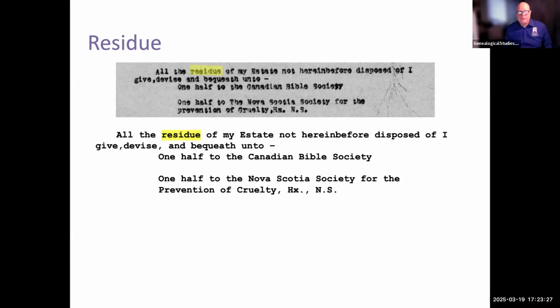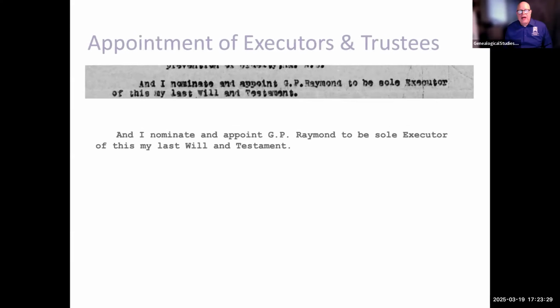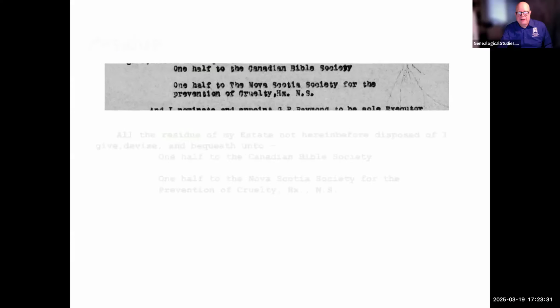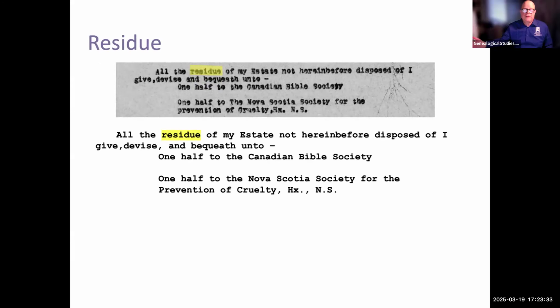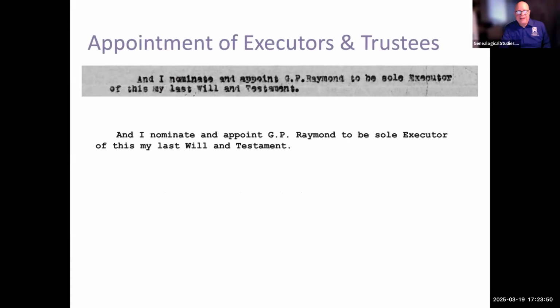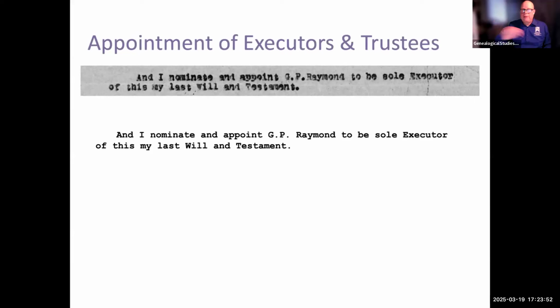And Annaline said, well, if you have residue, half's going to go to the Canadian Bible Society, and half to the Nova Scotia Society for the Prevention of Cruelty. I'm assuming that means cruelty to animals, and of course, that should not come as a surprise to somebody who left money to her cat in her will. So that's Annaline. Now, appointment of an executor, who's going to get this job.